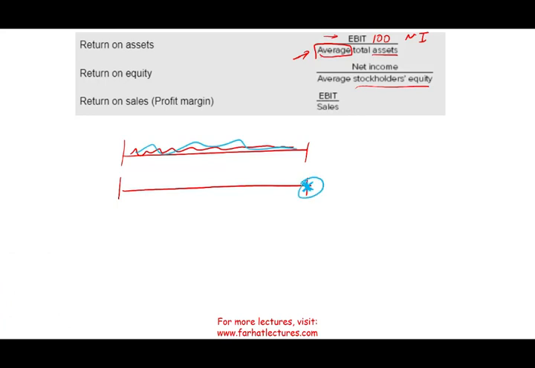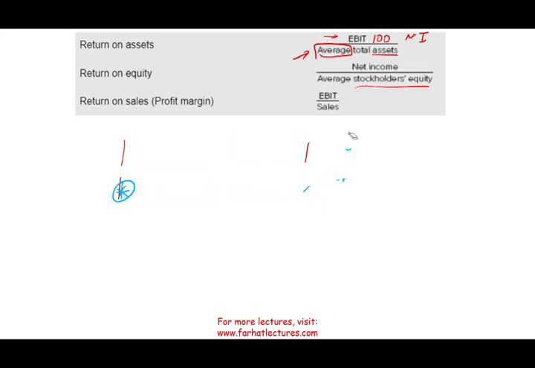To make this comparison more relevant, you take your beginning balance plus the ending balance for the balance sheet, and you find the average. This way you find your average assets, and you can divide income by the average assets, so they're both covering the same period of time. That's why in the denominator, when you use a balance sheet, you use the average. So if EBIT is 100 and average total assets are 1,000, we would say your return is 10%.